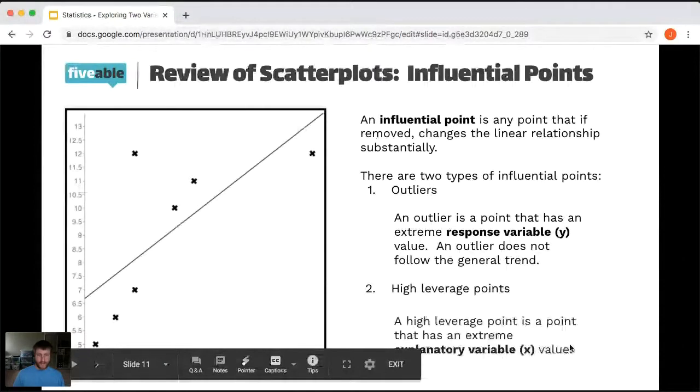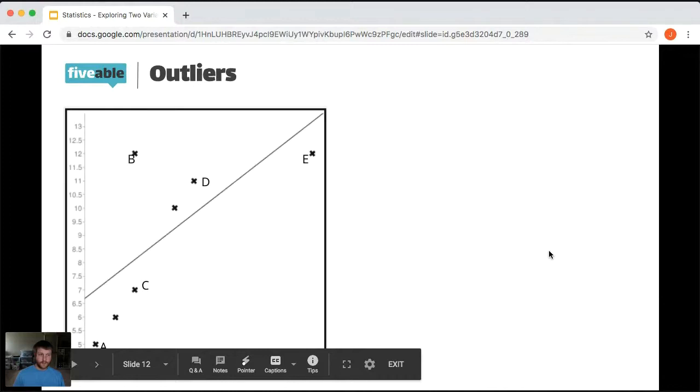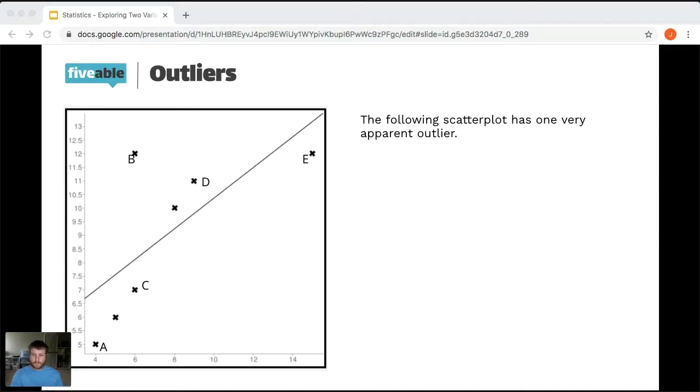And then a high leverage point is going to be a point that has an extreme explanatory variable, which is the x value. Okay, so it's going to have a high x value. Okay, so outliers. The following scatter plot has one very apparent outlier.